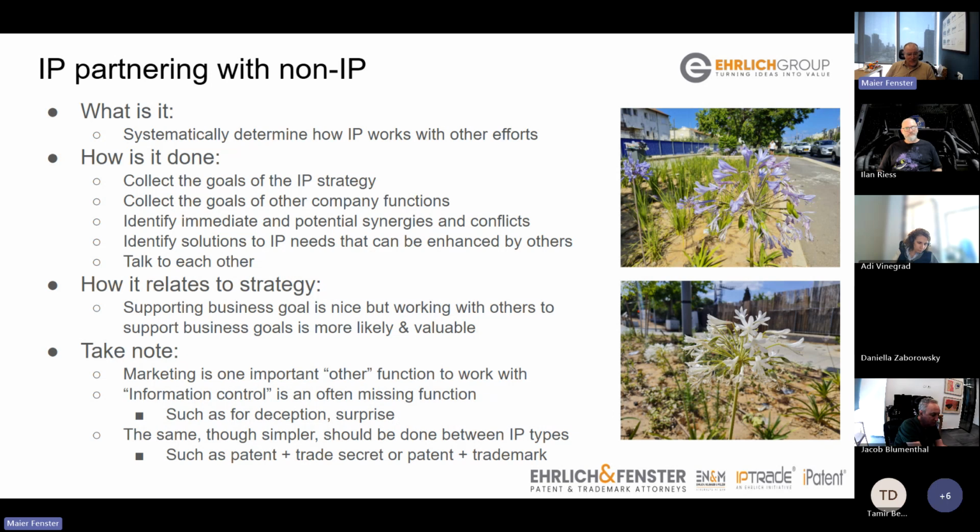A function which many companies don't have is information control. Now, patents are an information function. You publish stuff, people read it. So is your website. So are articles by researchers associated with your company. All of these fall under information control, and many companies actually don't have such a function, which of course makes it difficult for them to do deception and surprise. Now, I talked about IP working with non-IP, but also IP works with other IP. The cooperation of a patent with a trade secret or a patent with a trademark is also important.